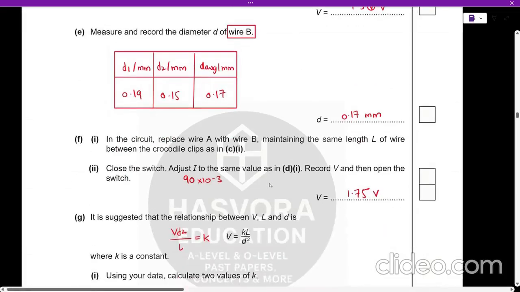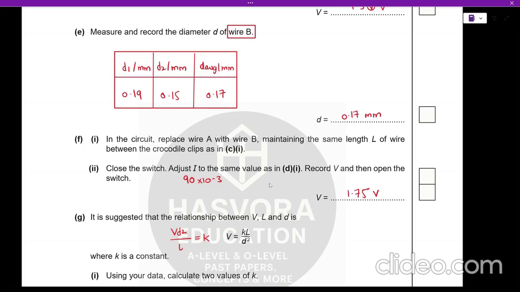Part F said in this circuit replace the wire A with B, maintaining the same length. So the length was going to be the same between the crocodile clips in C1, close the switch, adjust I to be the same value. So I was going to be kept 90 into 10 power minus 3 as they mentioned, and then we were going to be recording and then opening the switch.